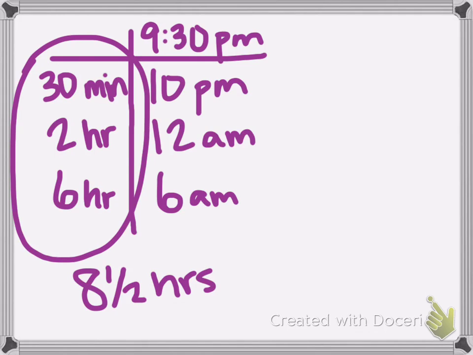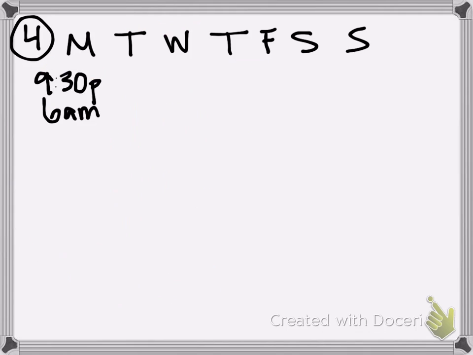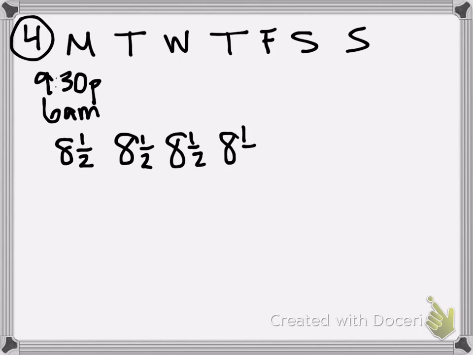Okay. So on Monday, he gets 8.5 hours of sleep. On Tuesday, how many hours does he get? 8.5 hours. On Wednesday? 8.5 hours. On Thursday? 8.5. On Friday? 8.5. Is Friday a school night?